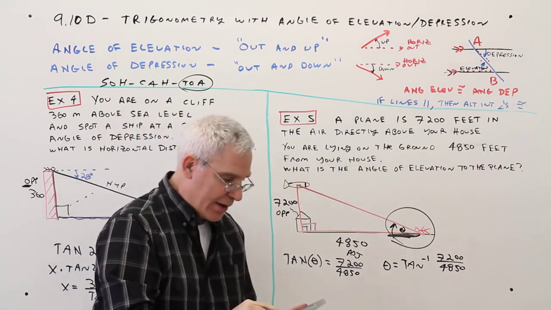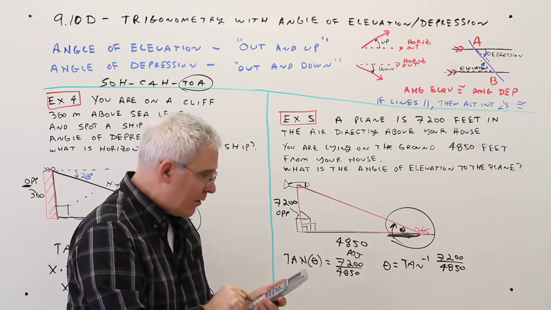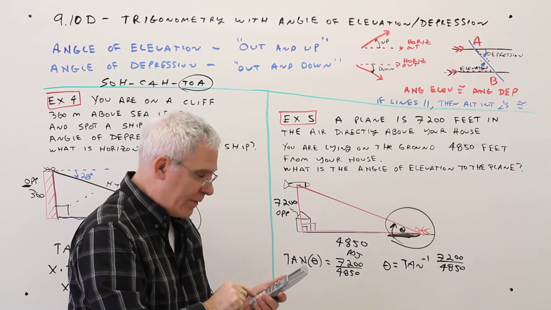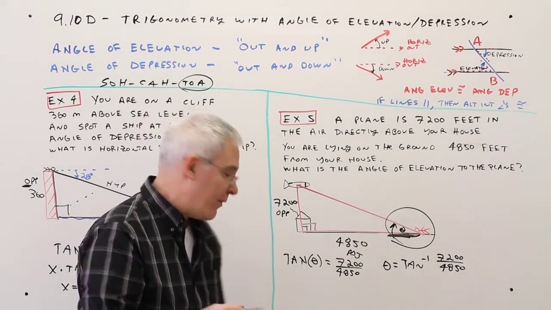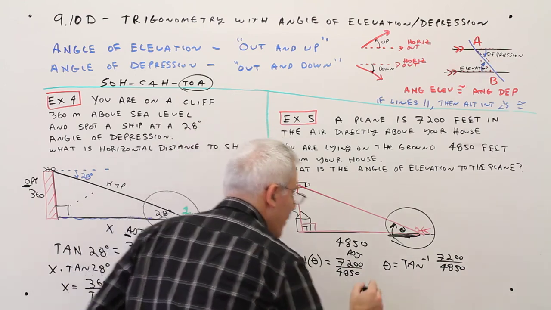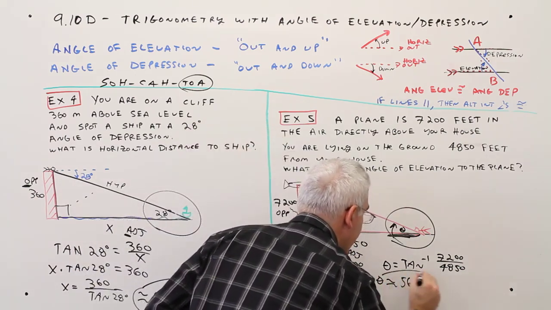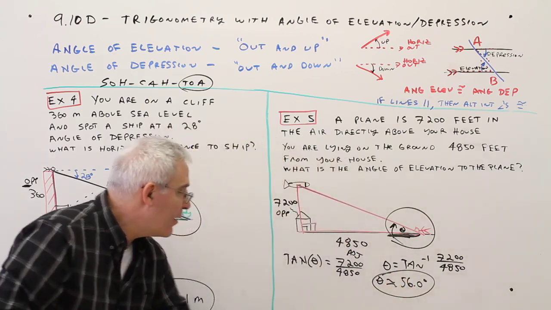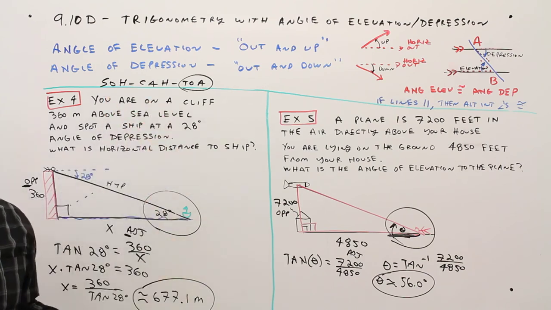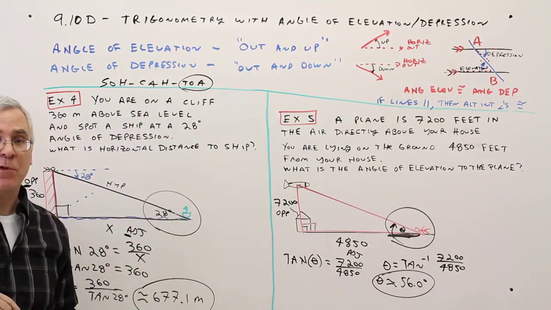I'll just put that in my calculator. Second tangent inverse, 7200 divided by 4850. And I get about 56.0 degrees. So theta is about 56.0 degrees. Again, I round to the nearest tenth unless otherwise specified. So there you have it. Angle of elevation, angle of depression used with trigonometry.